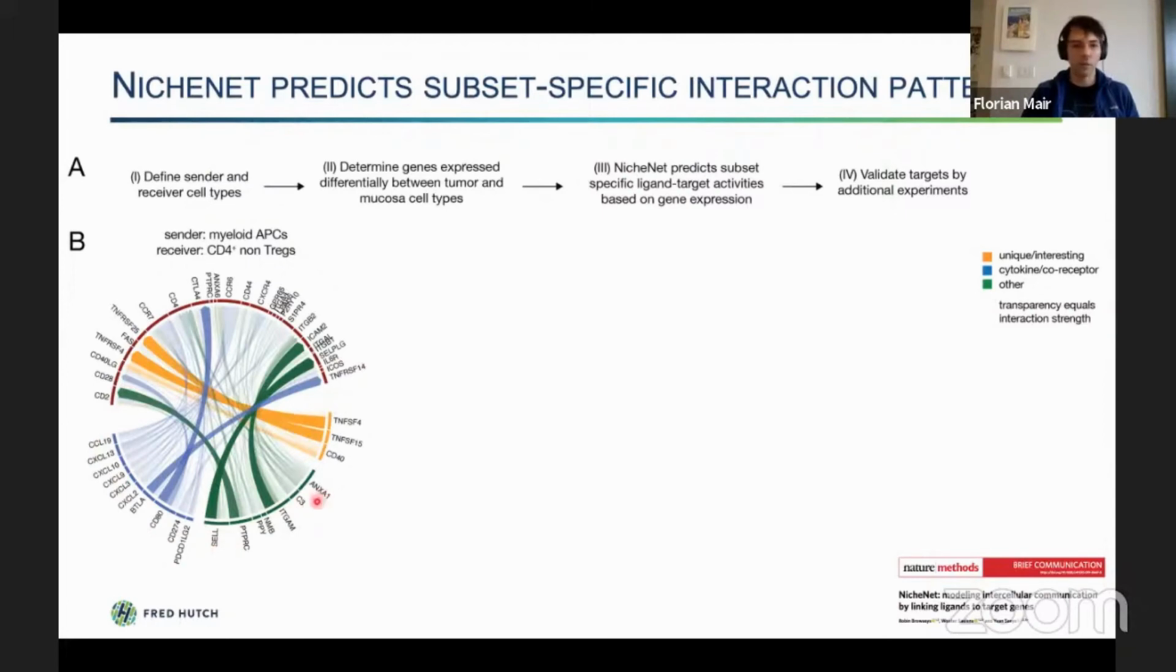The green stuff, to be very transparent, this is basically where I didn't really know what to make out of it. That's basically why I labeled it a different color. And then the ones that I want to focus on are these orangish ones, which I termed unique and interesting.